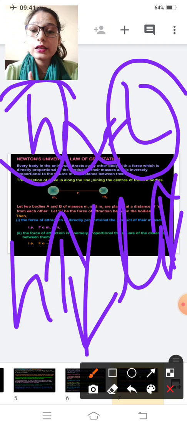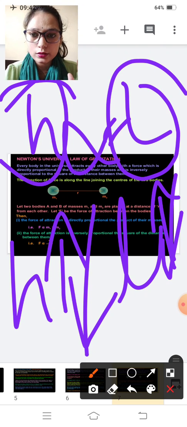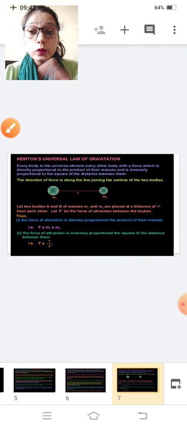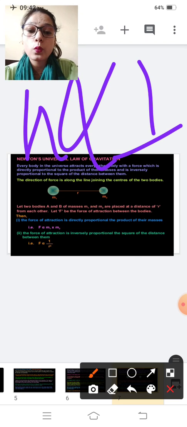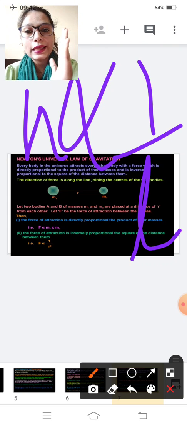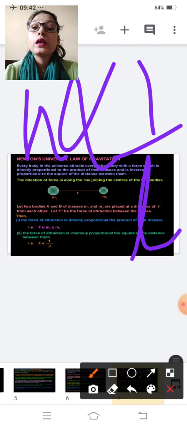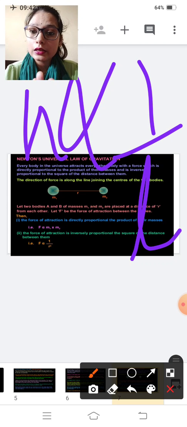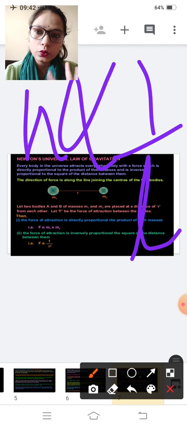Listen, directly proportional means both will increase together and both will decrease together. And inversely proportional, if I say height is inversely proportional to length, you will represent it like this. If height increases, length will decrease, and if height decreases, length will increase. It goes opposite to each other. Is this clear to you?